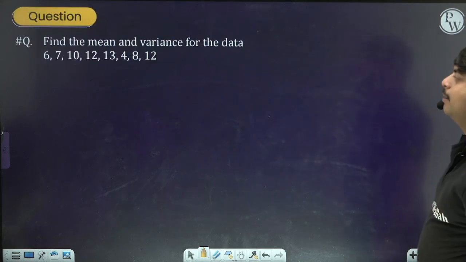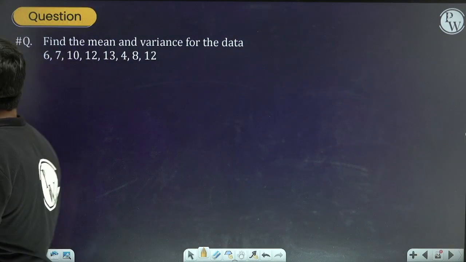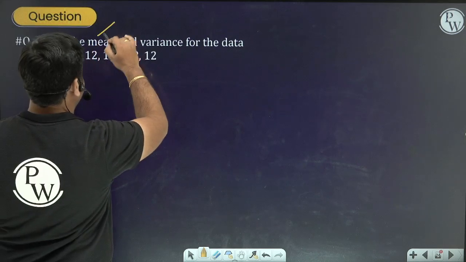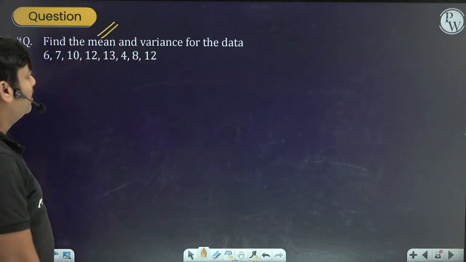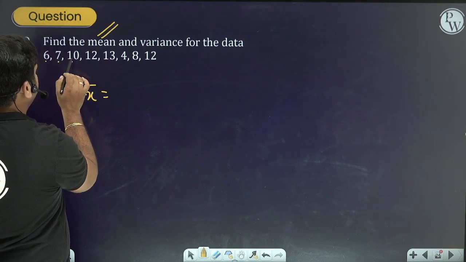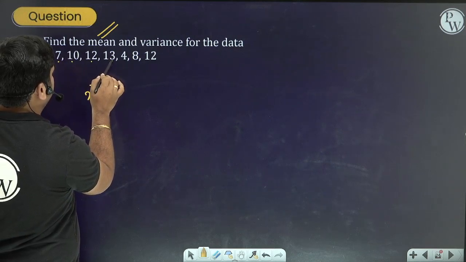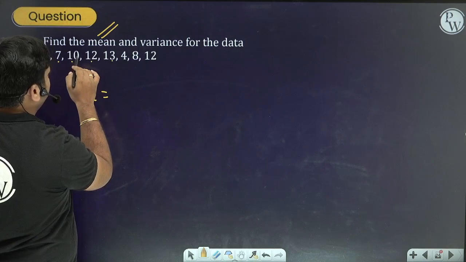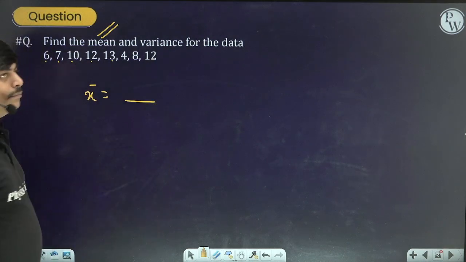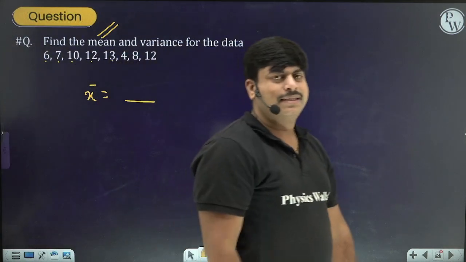Next. Find the mean and variance for the data 6, 7, 10, 11, 13, 4, 13, 4, 8, 12. So mean is the same, people. It is ungrouped data, sum of all the elements by number of elements. So just add all those and divide with n. Please tell me what will be the answer quickly. It's a simple thing. Just add them and divide.